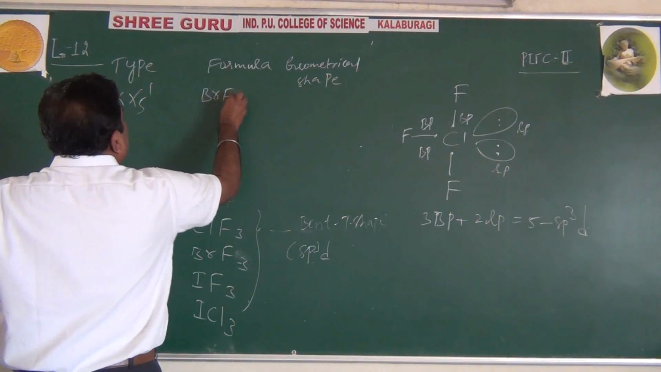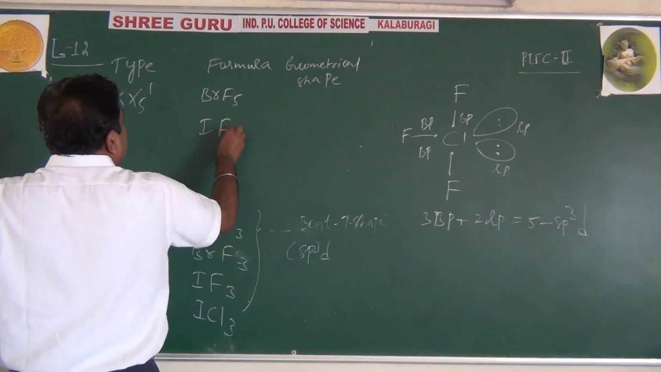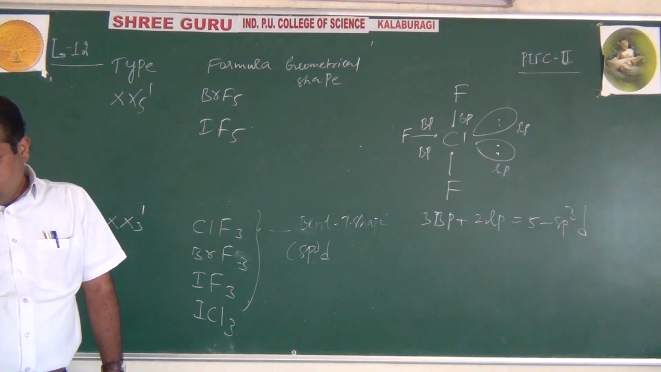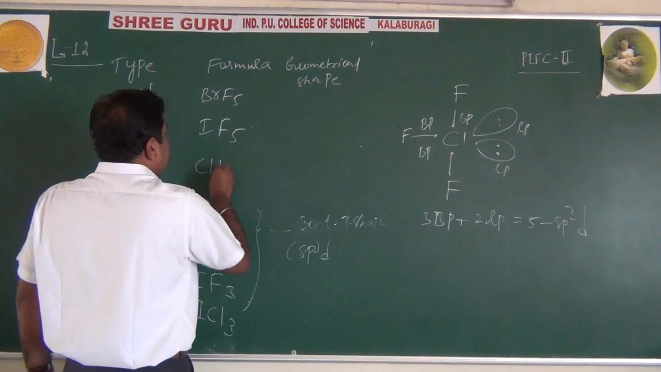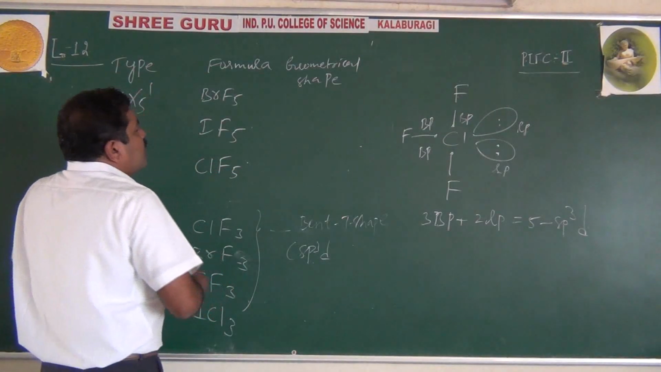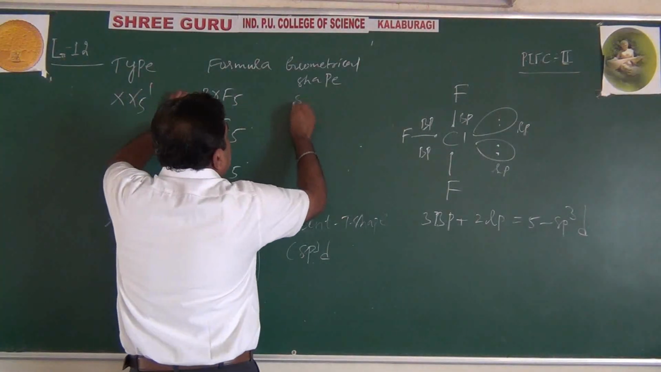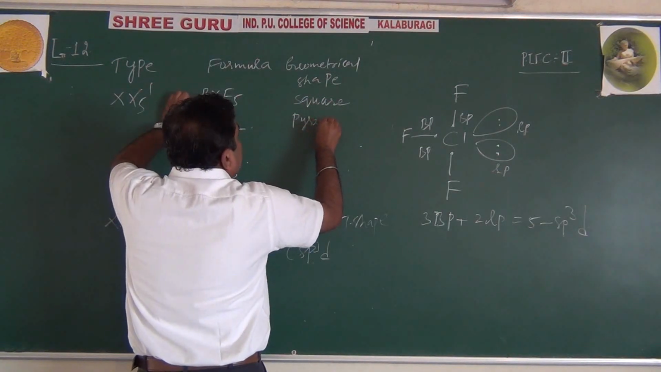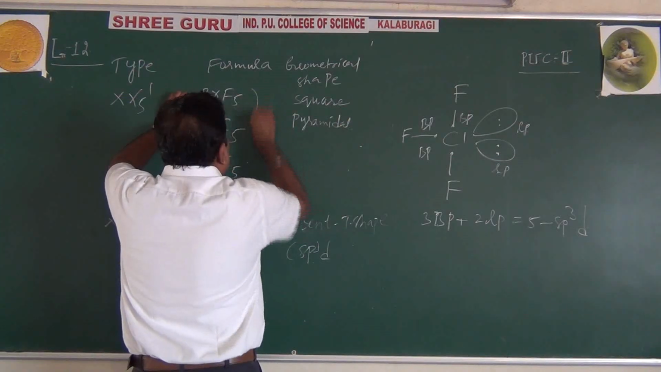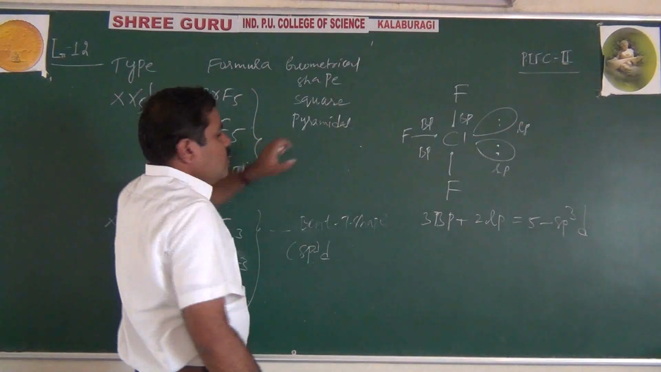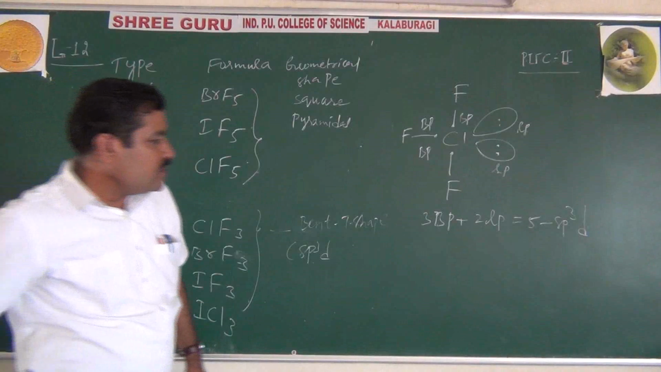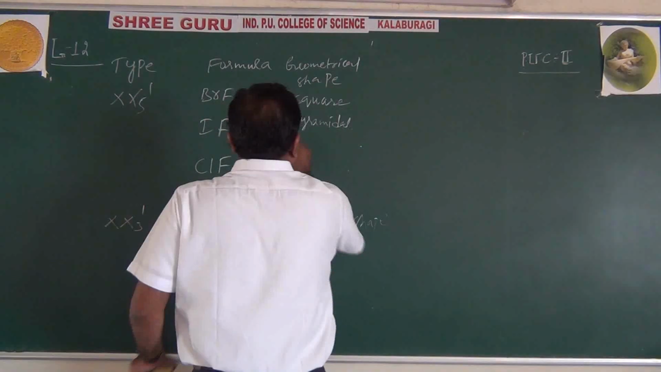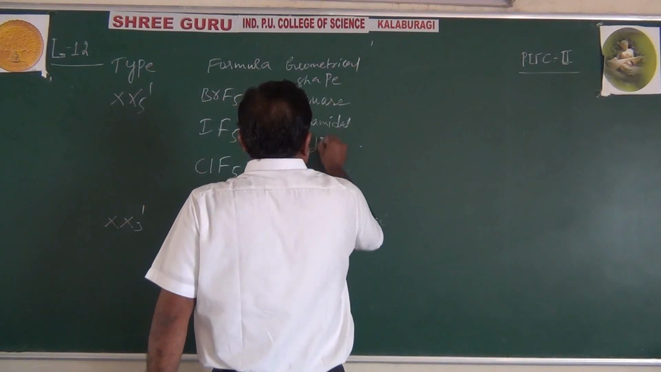Bromine pentafluoride, iodine pentafluoride, IF5, BrF5, even ClF5, chlorine pentafluoride. Here the geometrical shape is square pyramidal in all. Why? Because I will show you one example. Square pyramidal, but sp3d2 hybridization. How, sir?